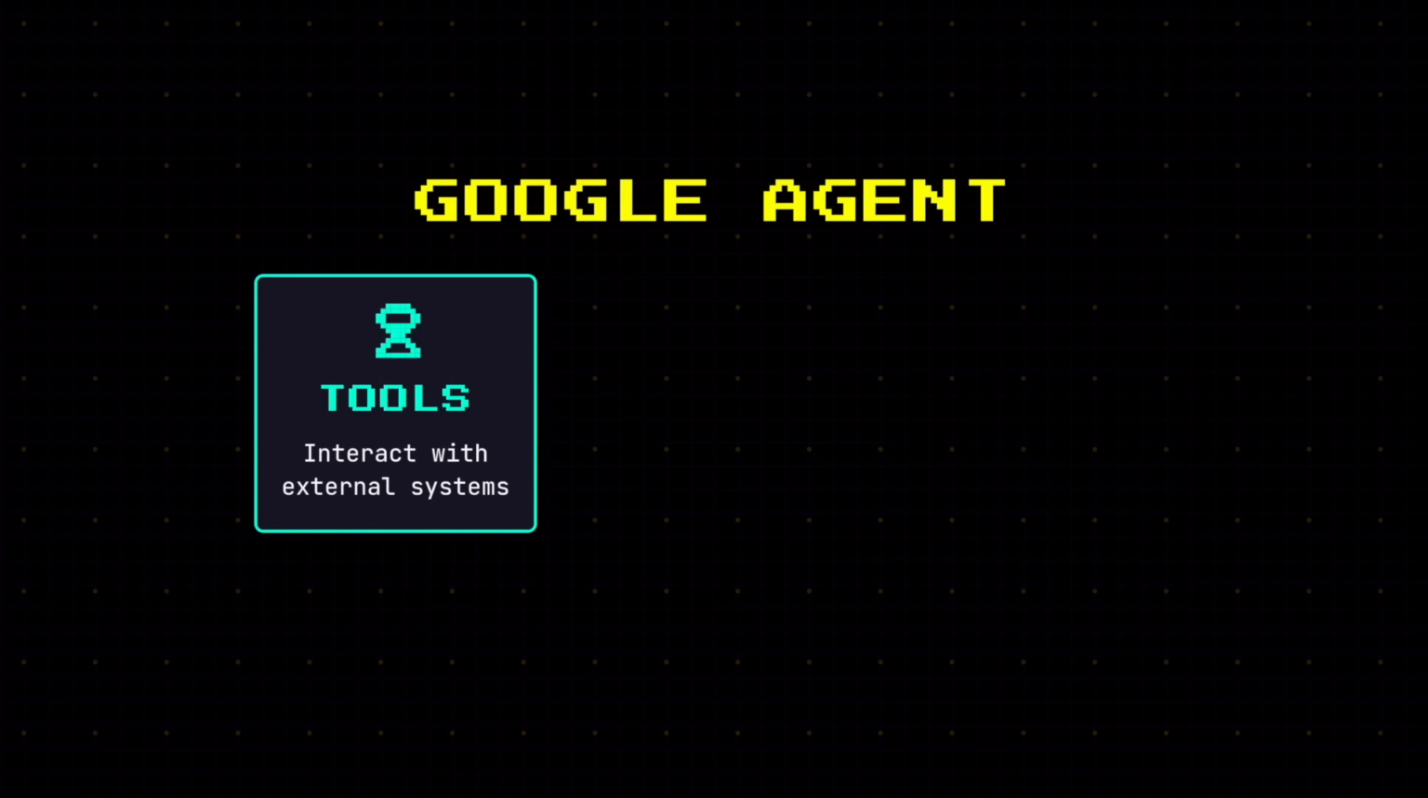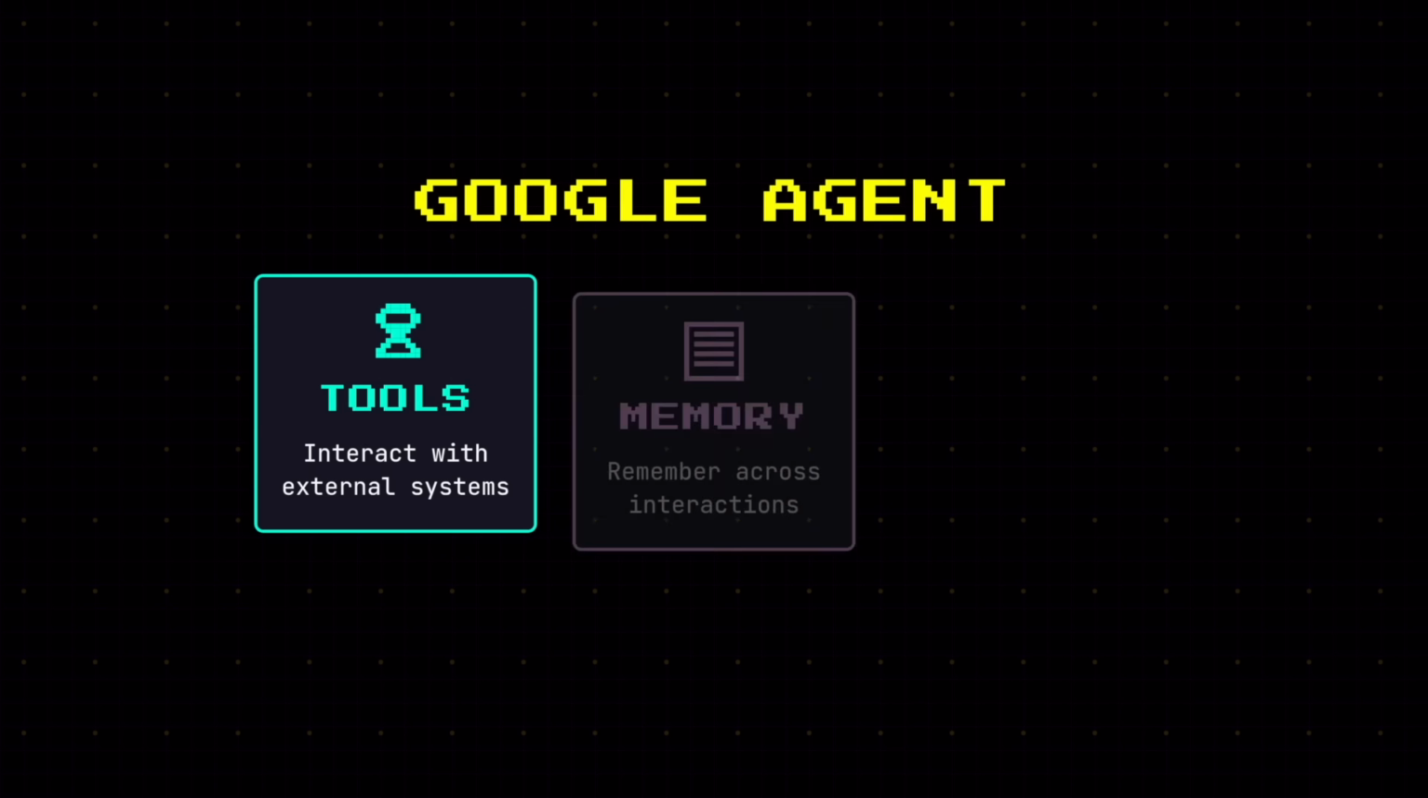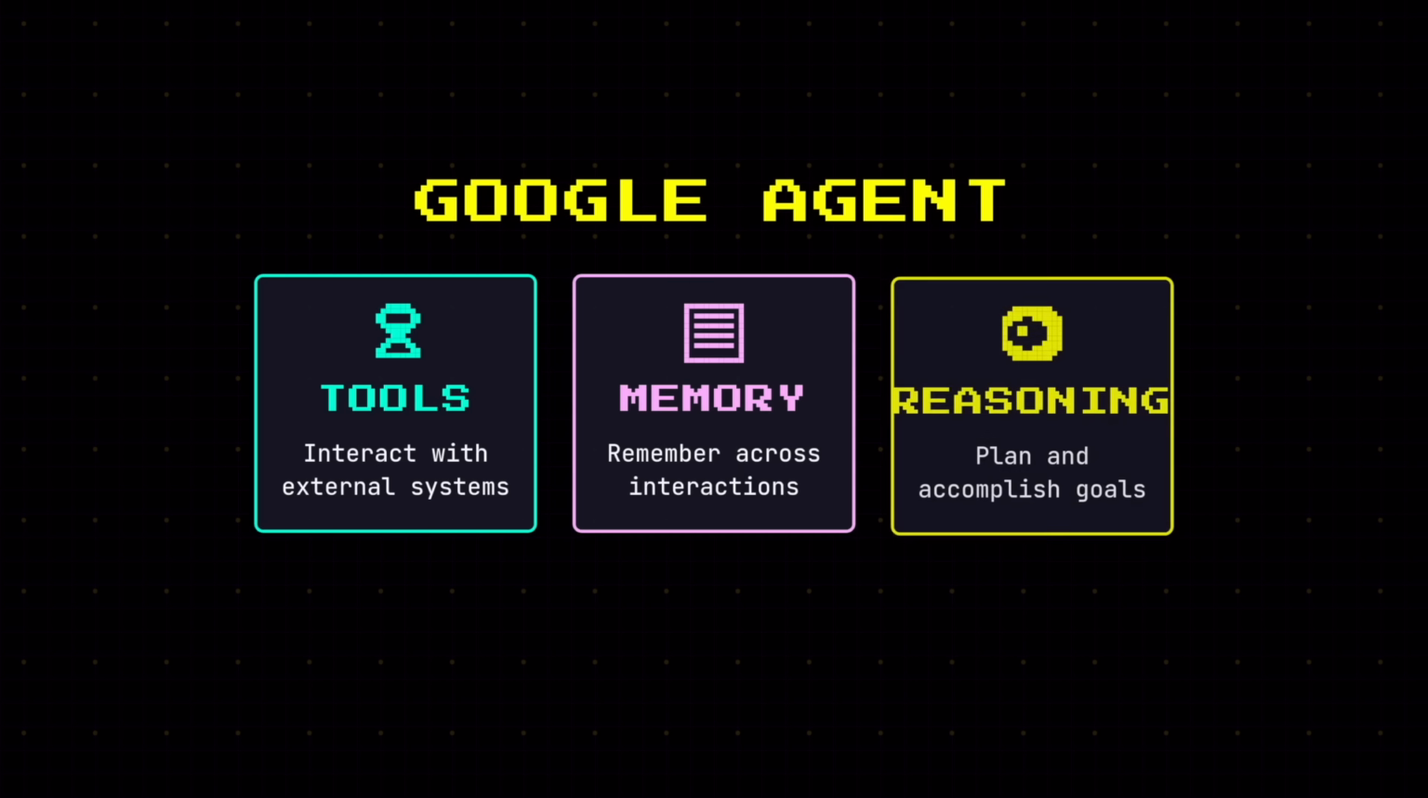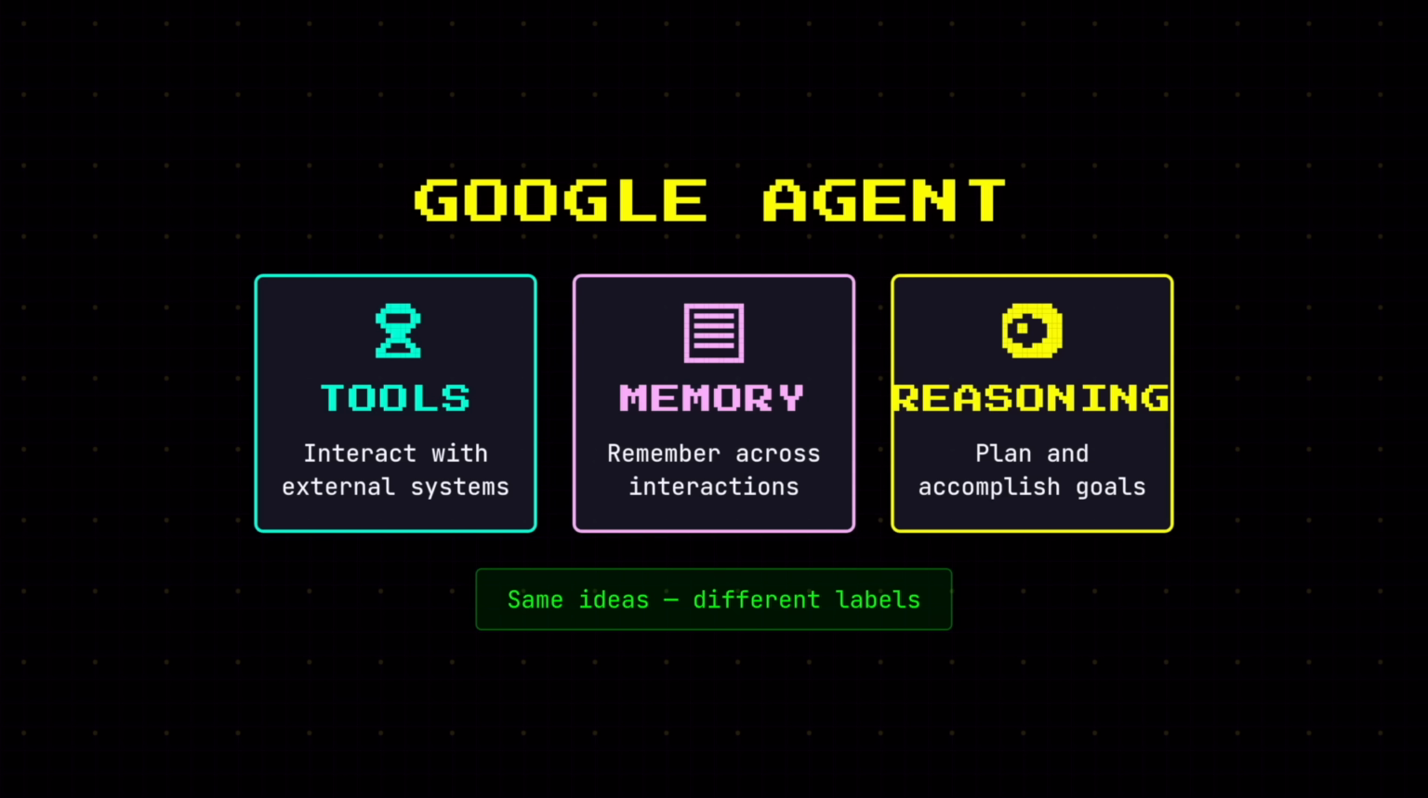Google defines an agent as a system with 3 core capabilities. Use tools to interact with external systems. Maintain memory across interactions. Reason and plan to accomplish goals. The terminology differs from what we've covered, but the concepts are the same.